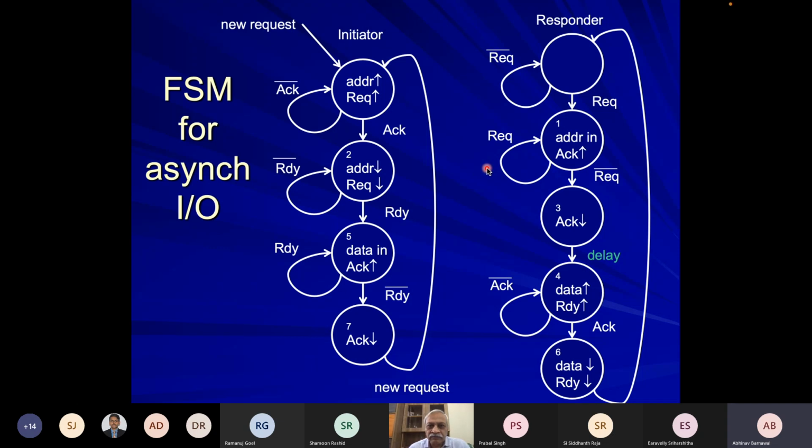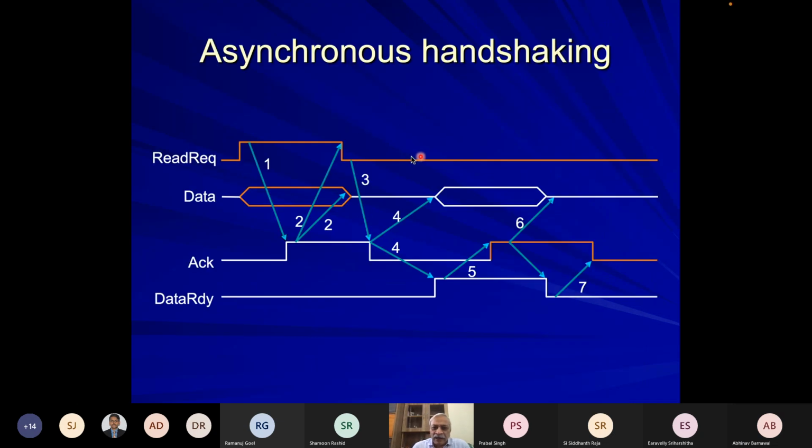So, sir, isn't this a clock circle? How is it asynchronous then? It is asynchronous because there is no common clock in this. Each party could be running its own clock and take any arbitrary amount of time between various events.